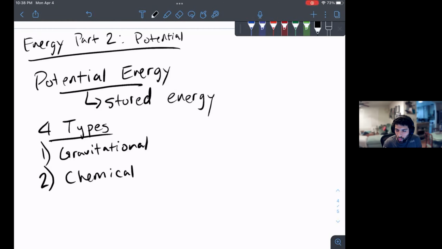The second one is chemical potential energy. When I take a match and I hold it, before it's lit, those bonds in those atoms in the compounds are ready to break and be reformed, releasing heat and light in the form of fire when I strike the match. That is chemical potential energy.